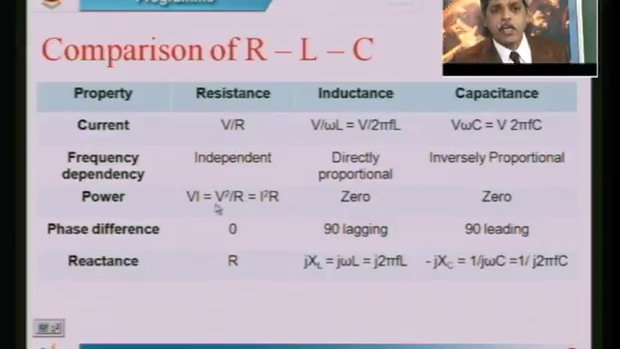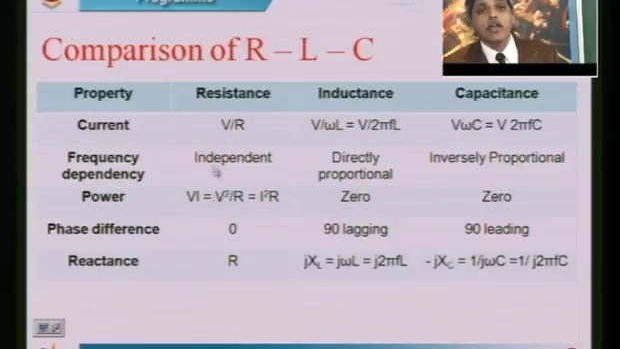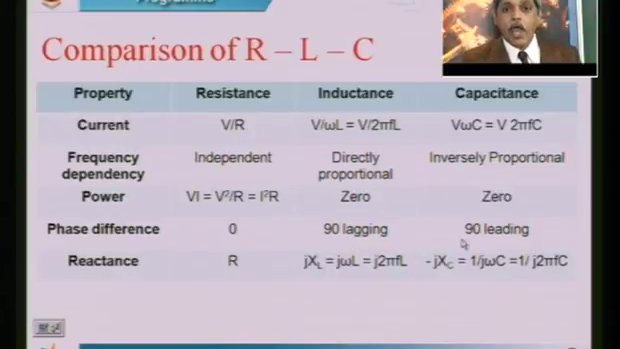And power, if you take VI cos phi, that is VI, is the real power in the case of resistor, that can be calculated by V square by R or I square R, where V is the RMS value. In the case of inductance, the average power will be 0 and also for the capacitance it is 0. The phase difference, if you take in a pure resistance, the phase difference is 0, but in inductance it is lagging by 90, and in capacitance it is 90-degree leading.